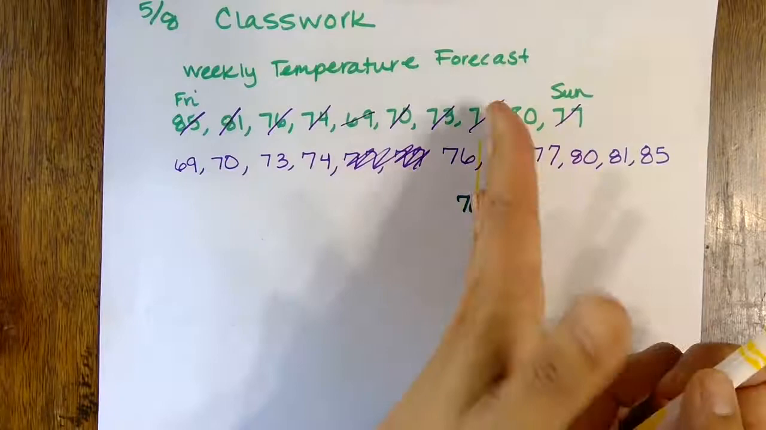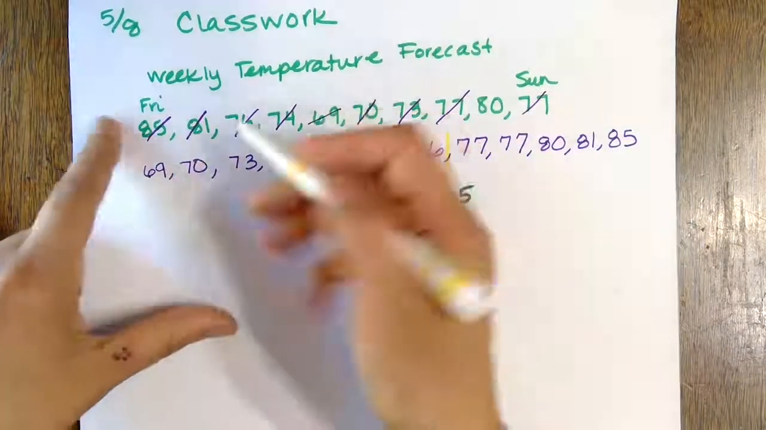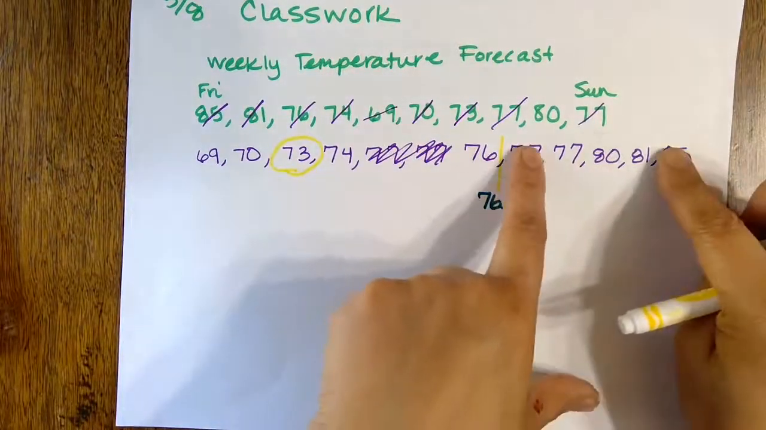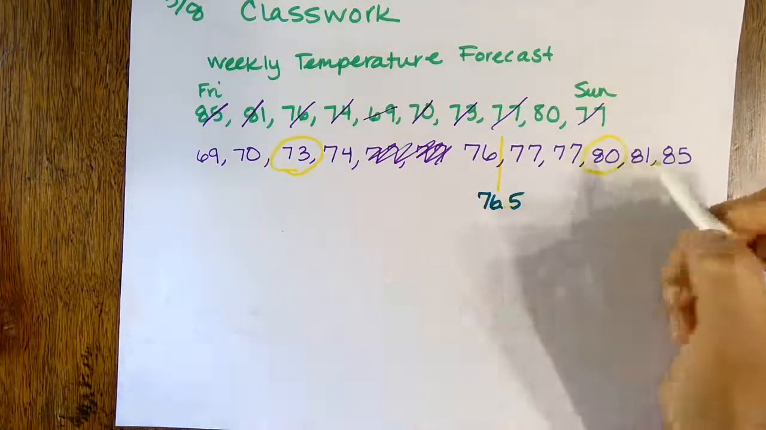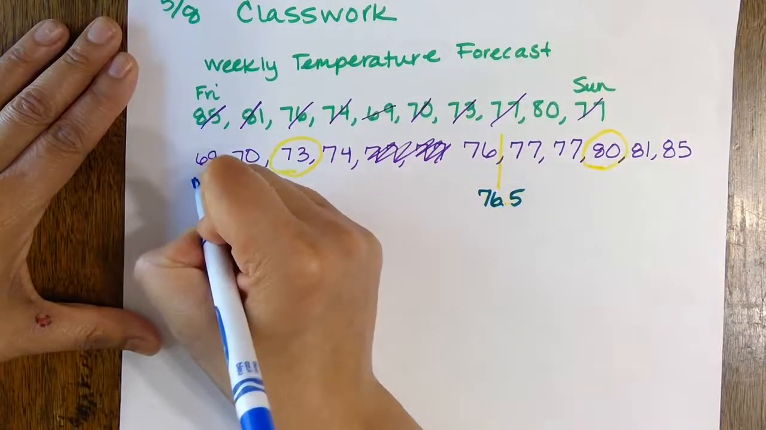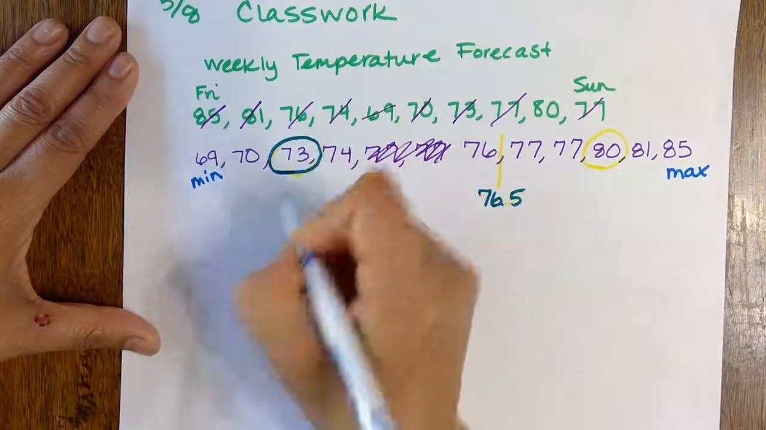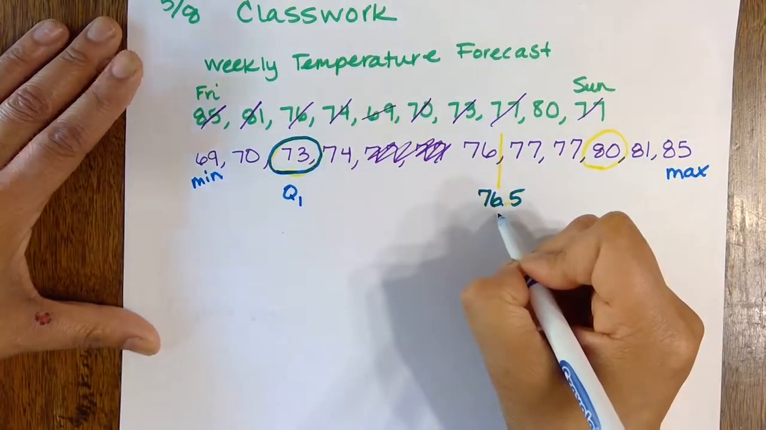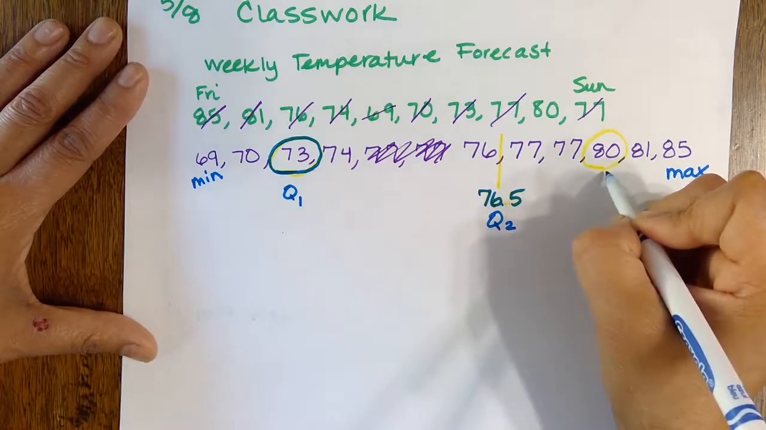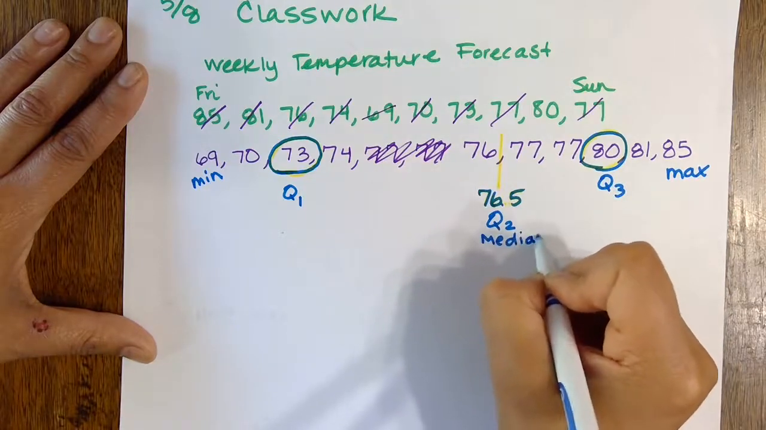So 76 plus 77, you add them and divide by 2, 76.5. Okay? So now I'm going to look at this lower half. I'm going to find my middle number there, which is 73. All right. And then I'm going to find my middle number here, which is 80. Okay, so what does this tell you? This tells you that this is your minimum. This is your maximum. 73 is quartile 1. 76.5 is quartile 2. And this one is quartile 3. Quartile 2 is also called your median.